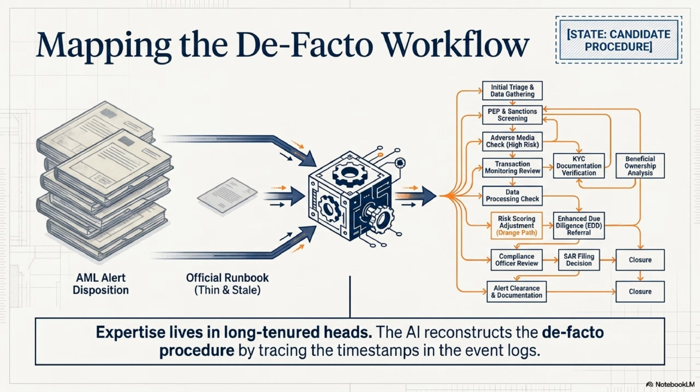So the AI reads the case histories, hundreds of completed dispositions, and reconstructs the workflow people actually follow, the checks they run, the branches they take, the steps the runbook never mentioned. The output is a map of the de facto procedure, richer than the binder, grounded in real work, and, again, a candidate, not yet the official procedure.